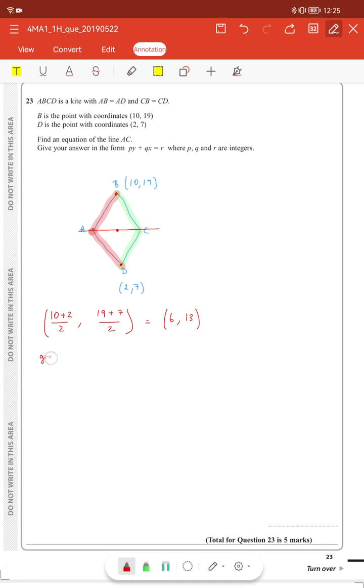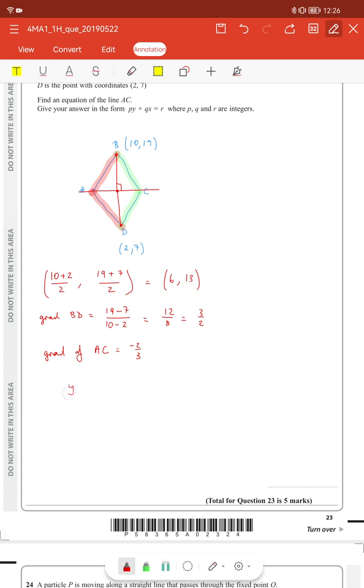So the gradient of BD would be (19 minus 7) over (10 minus 2), which would give us 12 over 8, which would give us 3 over 2. So now AC must be perpendicular because this line would form a right angle. If it is perpendicular, the gradient of AC would equal minus 2 over 3.